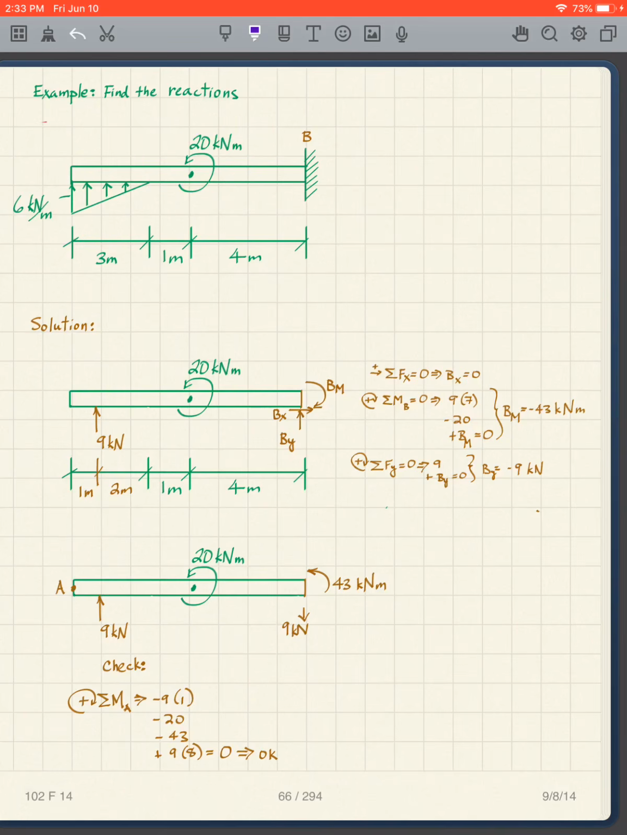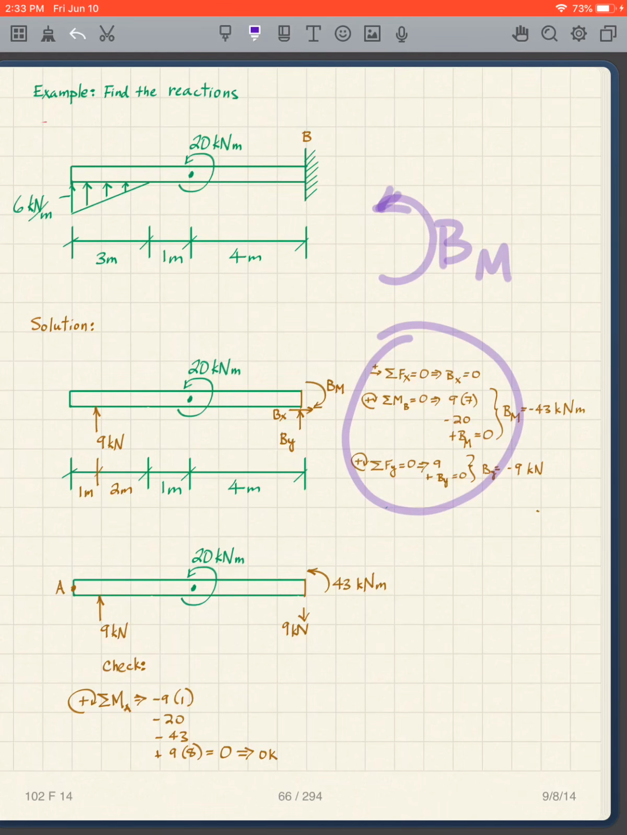And again, now remember, if I put a letter next to my arrow, it doesn't matter the direction that I choose. So if I have a letter next to the arrow for that BM, I could have done it either way. I could have drawn that BM like that. But of course, it'll affect my equations.